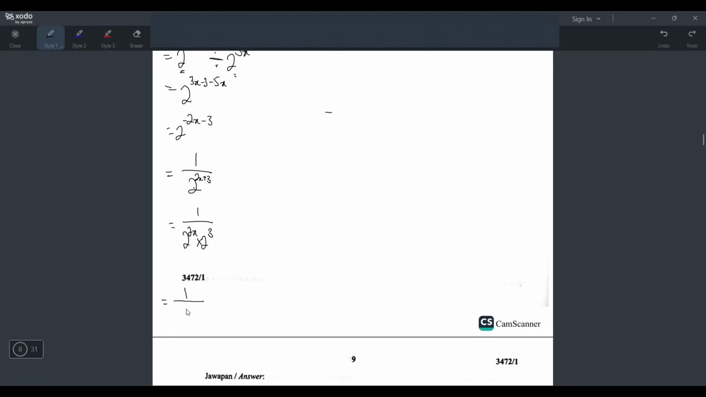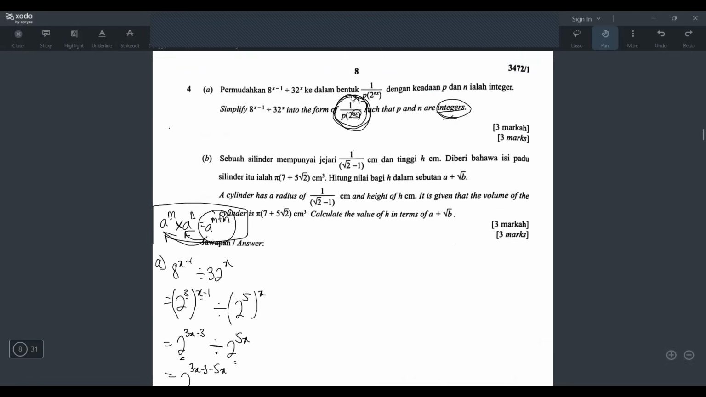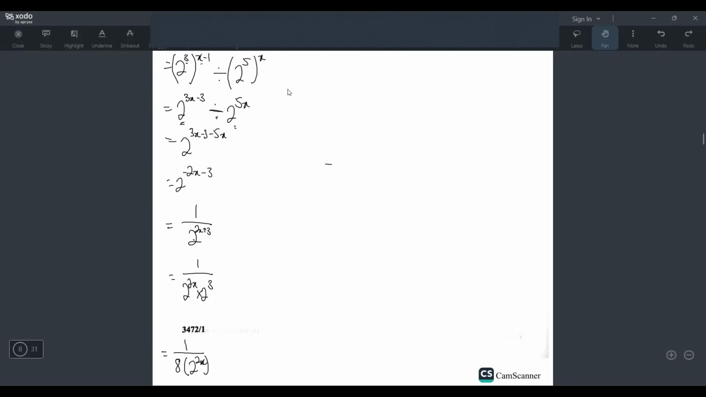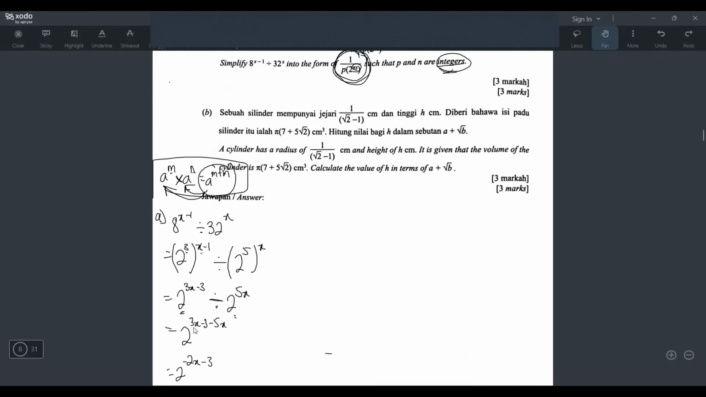But 2 power 3 is 8, right? And then I write 2 power 2x. All right? And let me tell you, this is your final answer, because this looks exactly like this form. 1 over p 2 power nx. You see? 1 over p 2 power nx. And it means p is 8. When you compare, p is 8 and then n is 2.